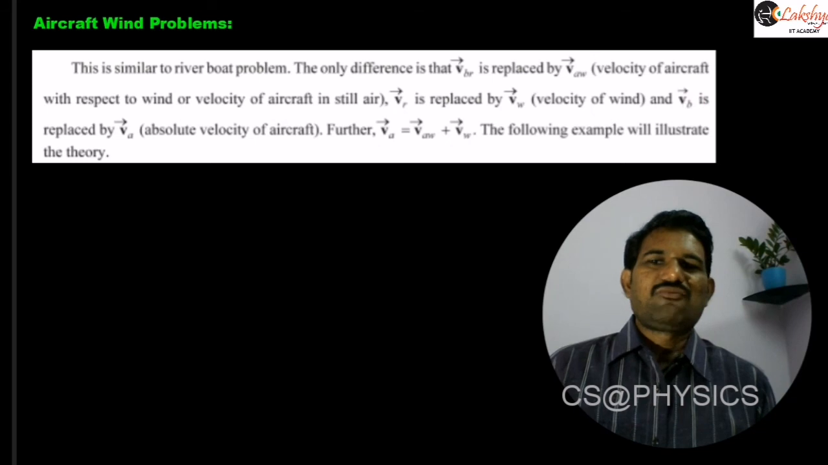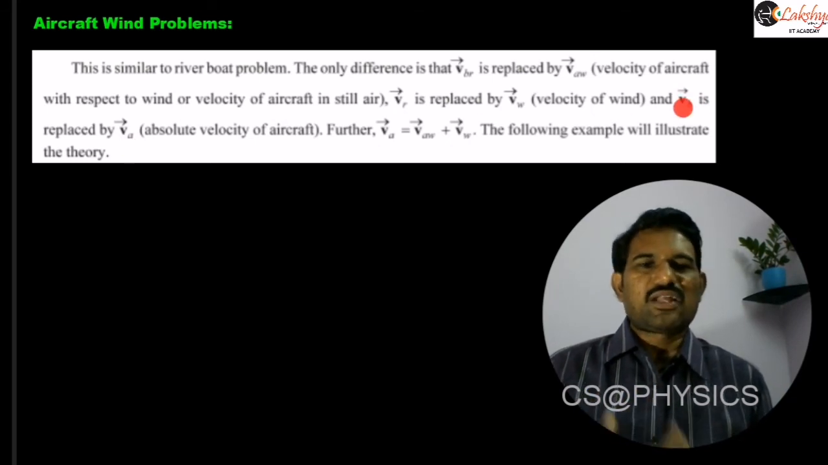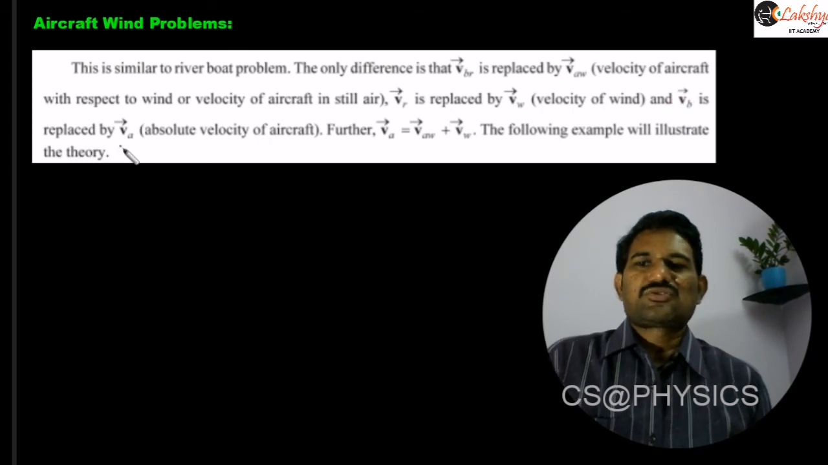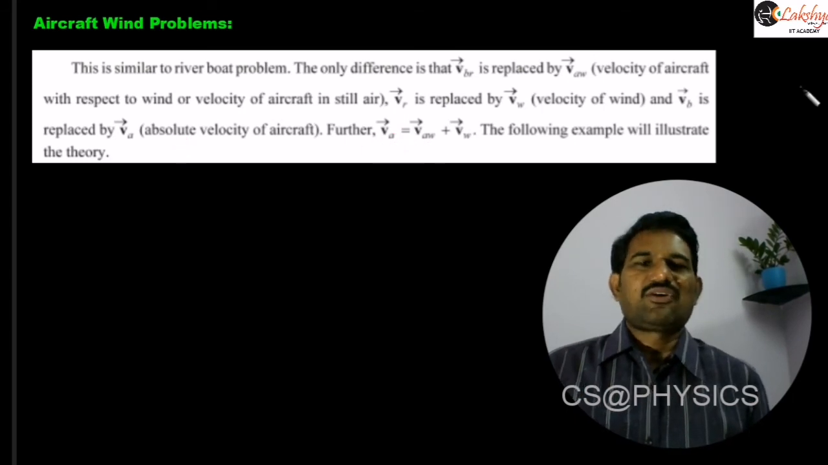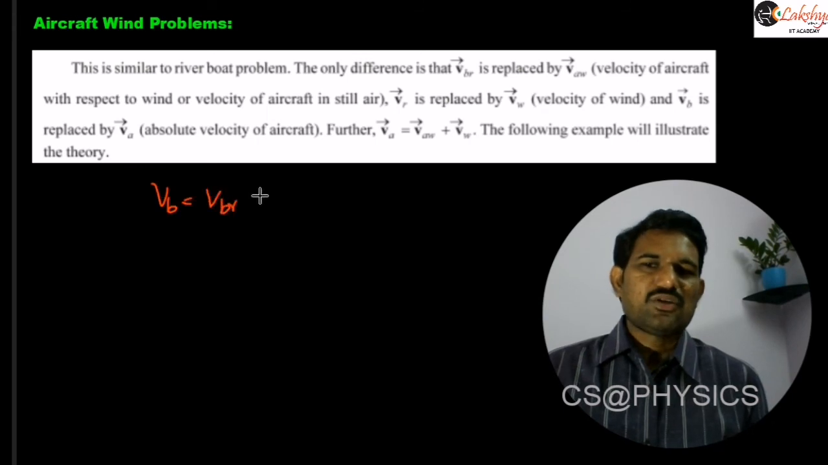Then VB is nothing but our resultant velocity of the boat, or velocity of the boat with respect to the ground. So that is to be replaced with this VA, the absolute velocity of the aircraft. So the same relation, like we know previously we are writing VB is equal to VBR bar plus VR bar here.